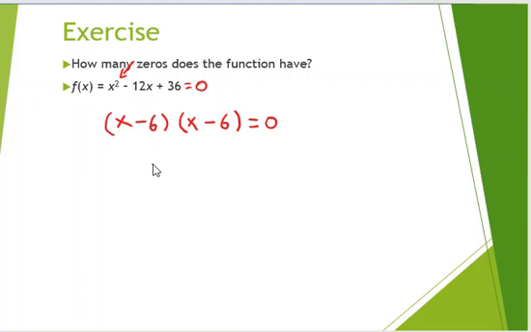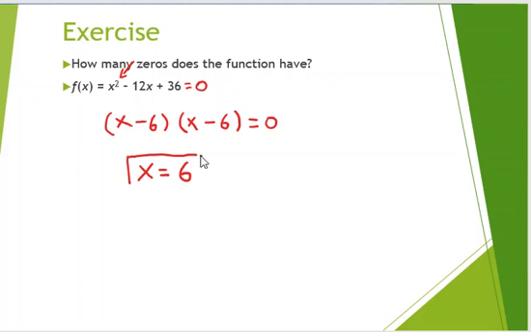So x is going to be equal to 6. You don't have to repeat it twice. This one has a multiplicity of 2, which is beyond the scope of this course. So as of now, we can just say that the solution is x equals 6.